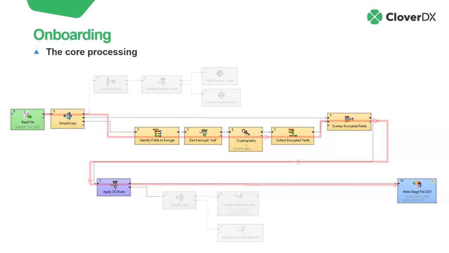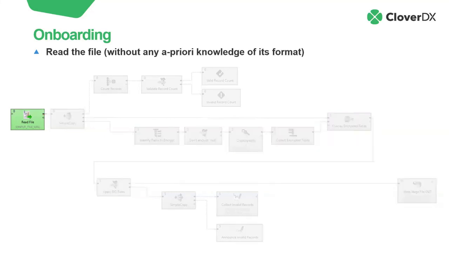Other pieces worth noting, first, the first step, which is reading the file. Remember, this is a generic pipeline that works on any client file, right? So with CloverDX, we're going to allow you to design pipelines with reader components like this one that don't have any a priori knowledge of the content that they're reading. That information was extracted from the configuration file and used to configure this reader so it knows what it's supposed to be expecting in the file. And that happens at runtime.